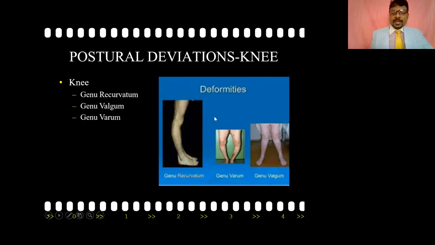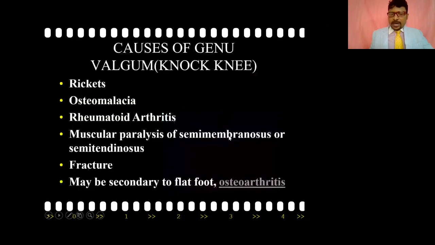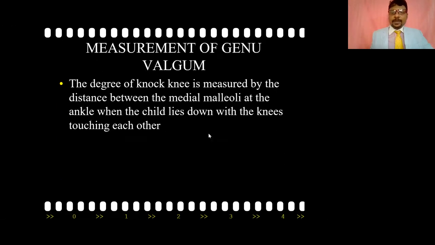So if any person comes, we can easily identify it if you have enough knowledge about the abnormality of the knee. Genu valgum is the knock knees, and genu varum is the bow legs. Knock knees are most commonly seen in rickets and also osteomyelitis, rheumatoid arthritis, some muscle paralysis, and in case of osteoarthritis. So these are the contributing factors for genu valgum.